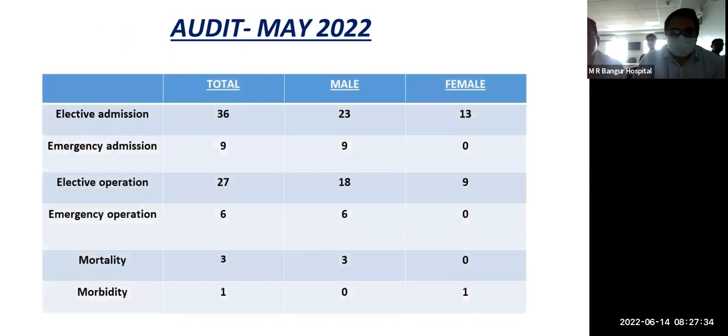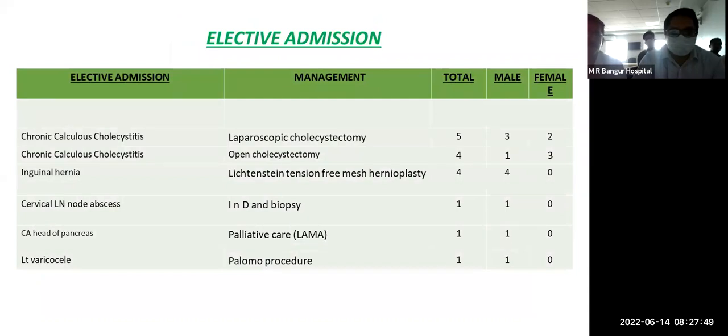Audit for May 2022. Total elective admissions were 36. Emergency admissions 9. Elective operations 27. Emergency operations 6. Mortality 3. Morbidity 1. Elective admissions: chronic calculus cholecystitis, total number was 5, of which some underwent laparoscopic cholecystectomy, and 4 were open cholecystectomy.